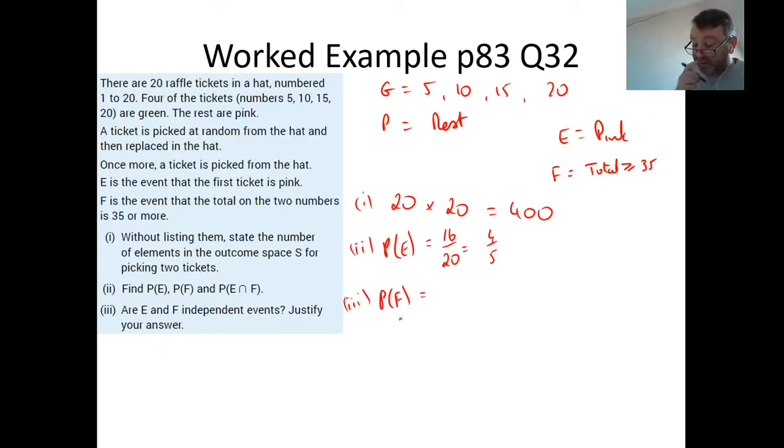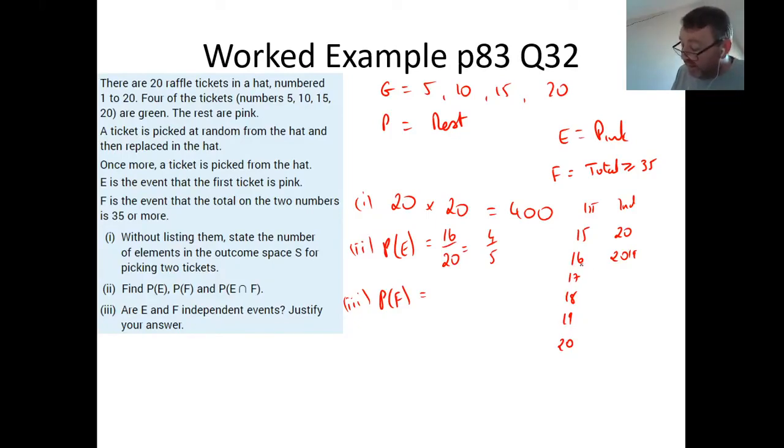Okay, well, P of F in this case is the total greater than or equal to 35. Now we're going to have to think about this one. If we were to pick 15, then we would have to get a 20 in the second draw. So there's your first draw, there's your second draw. Let's just think about this. Then if I was to pick 16, 20 or 19 would suffice. If I was to pick 17, then 18, 19 or 20. So they're all the possible tickets I could pick in the first pick.